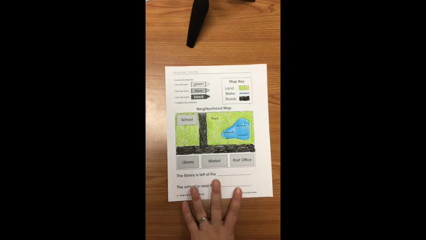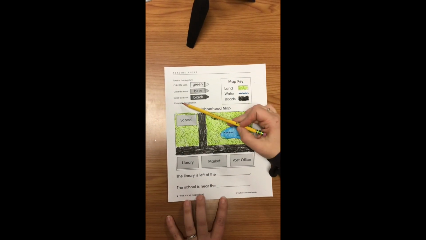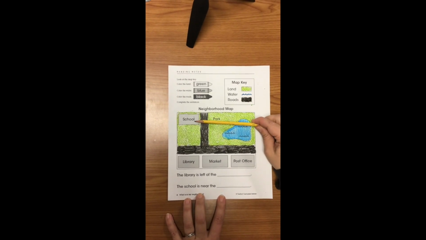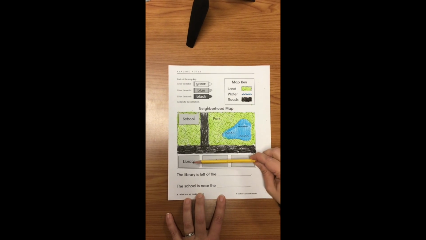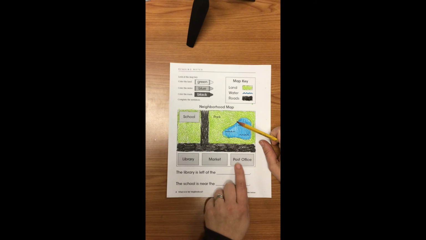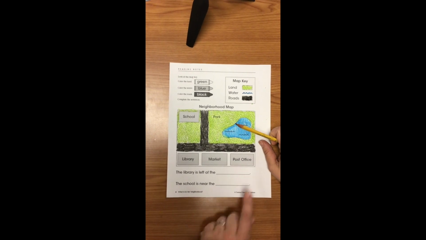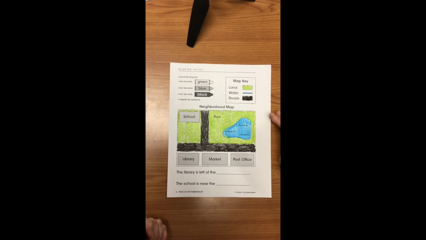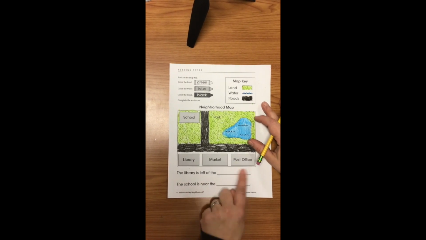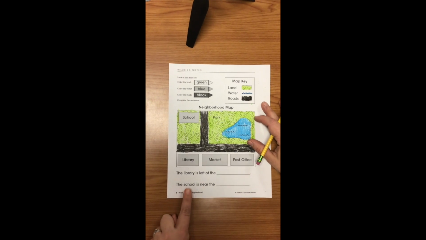So we are done. Next it says complete the sentences. So right here it says school, park, library, market, like a grocery store, post office. All right, let's read the sentences down below. Listen carefully. The library is left of the blank. The school is near the blank.